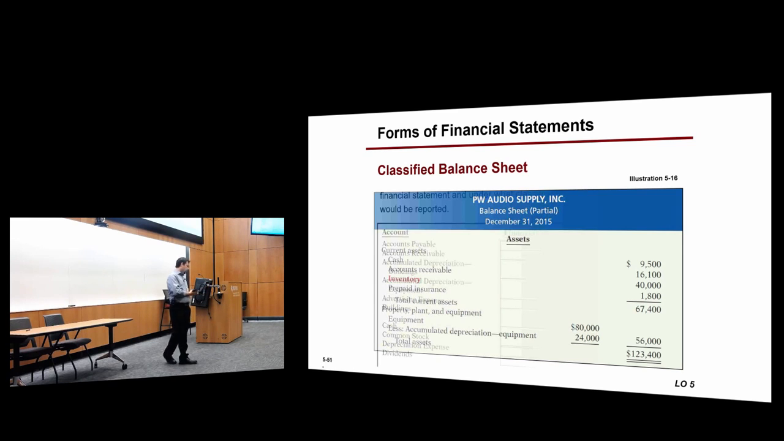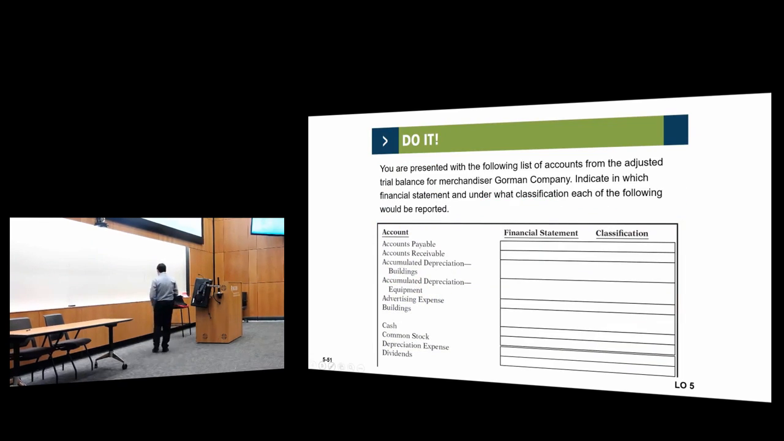Now you are presented with the following list of accounts from the adjusted trial balance for a merchandiser. We need to indicate which financial statement each will go to. So for example, accounts payable, where does it go?